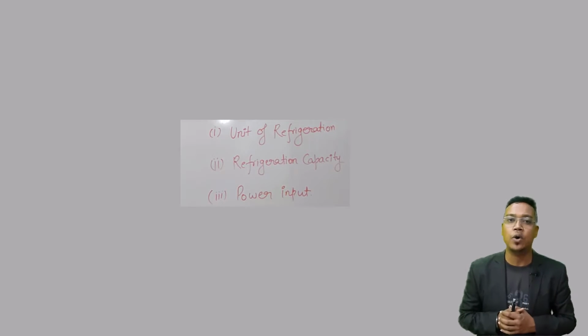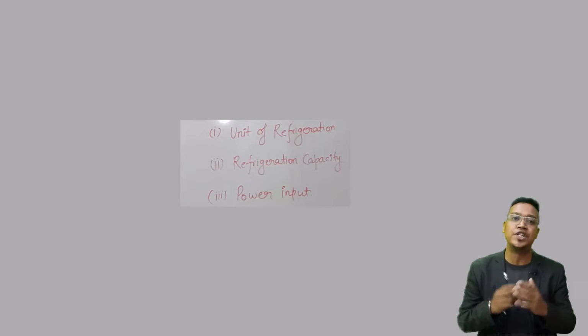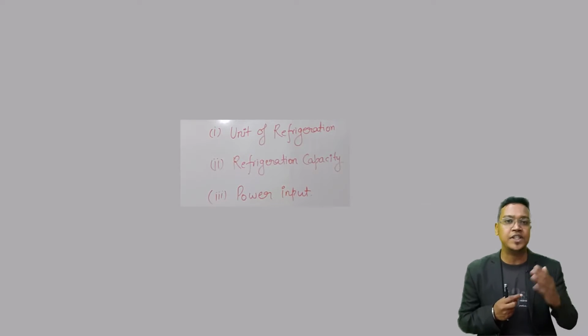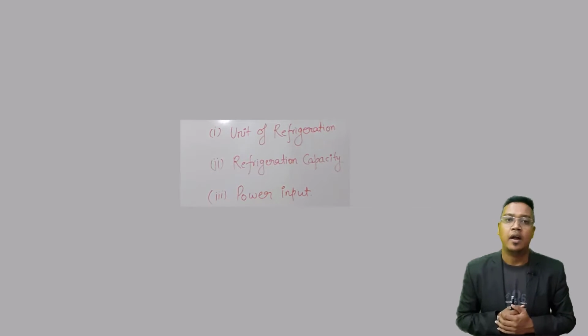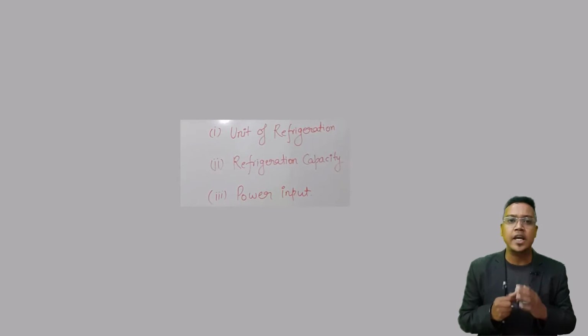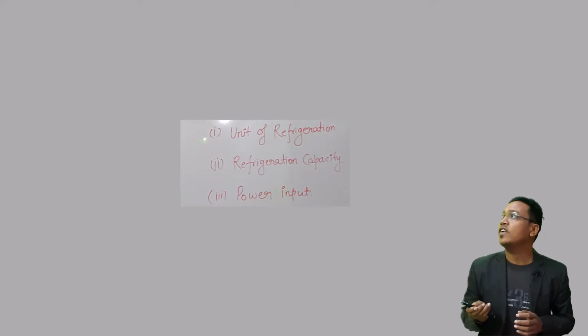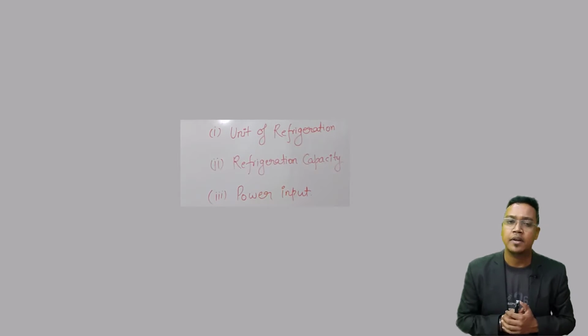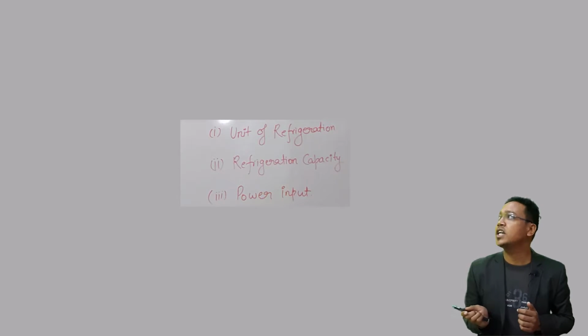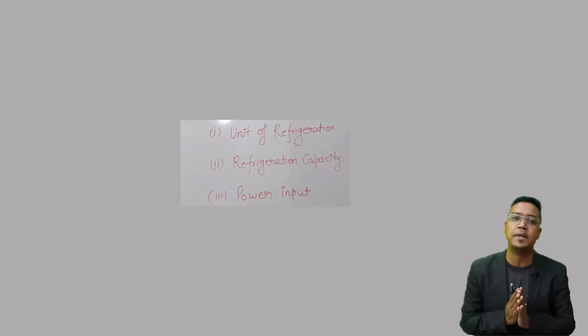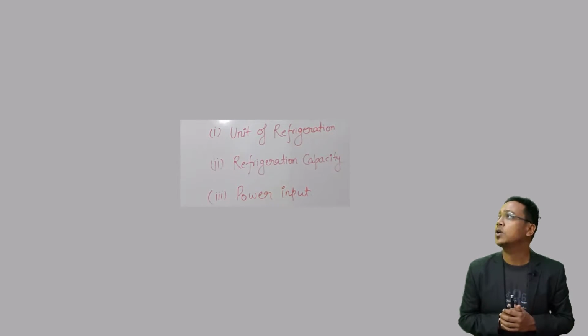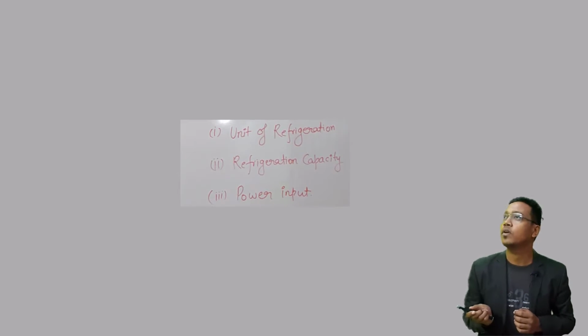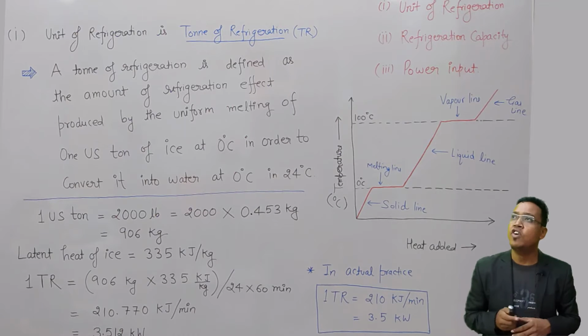In the last video, I have explained about the coefficient of performance of refrigerator and heat pump. In this video, we will see about the unit of refrigeration. What is the unit of refrigeration we will see. Then we will see refrigeration capacity. What is refrigeration capacity? We will see this thing also. Then power input. Let's start the topic.